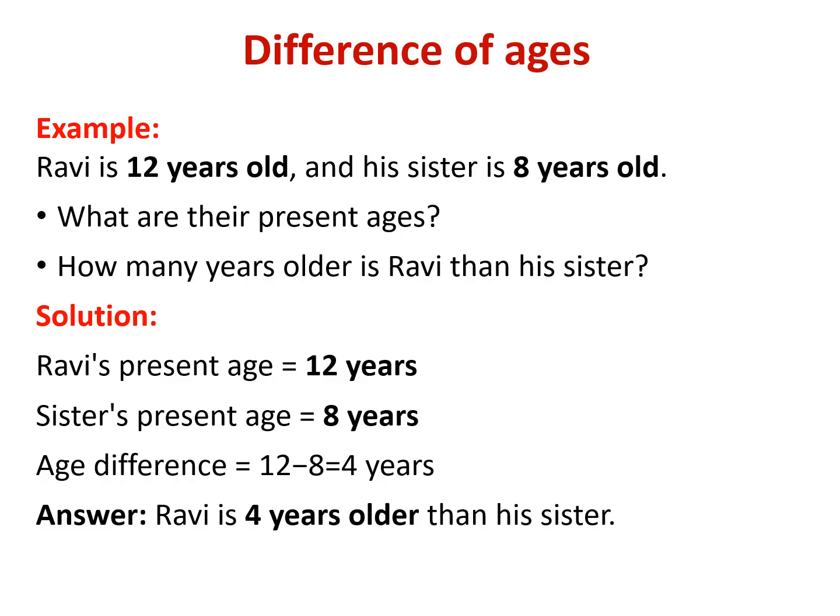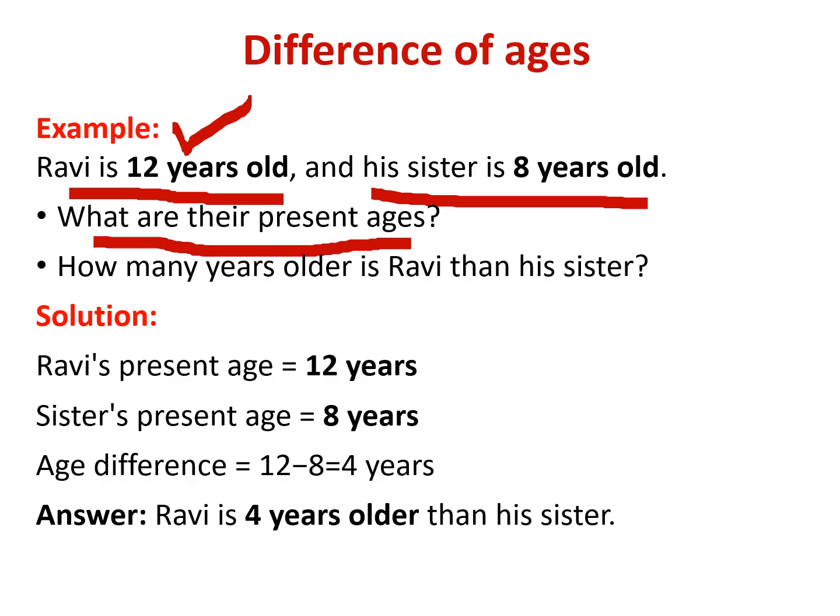Now, let us consider a simple example to understand the difference between the ages of two people. The example says Ravi is 12 years old. That means the present age of Ravi is 12 years. And his sister is 8 years old. That means the present age of Ravi's sister is 8 years. Here the question given is, what are their present ages? So clearly, Ravi's present age is 12 years and his sister's present age is 8 years.